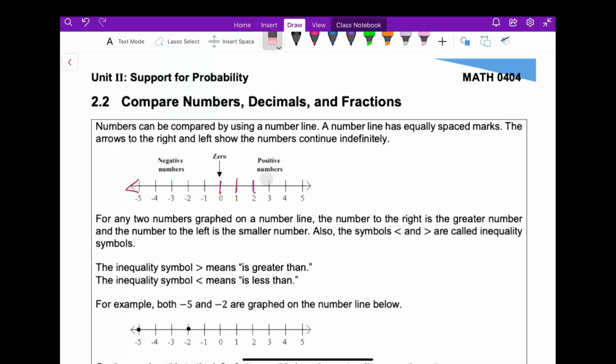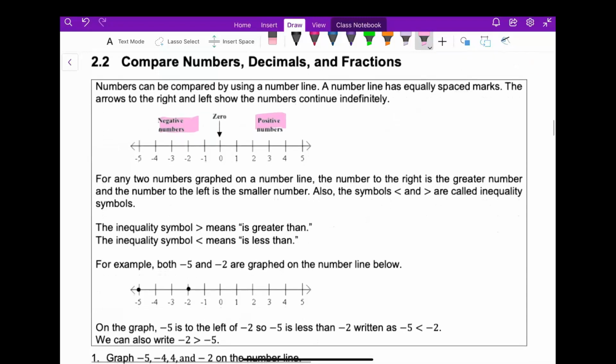So here we have our number line, with a 0 in the middle. To the left of the 0 are the negative numbers, and to the right of the 0 are the positive numbers. I'm sure you're familiar with this number line. If not, it'll be very useful in this section.